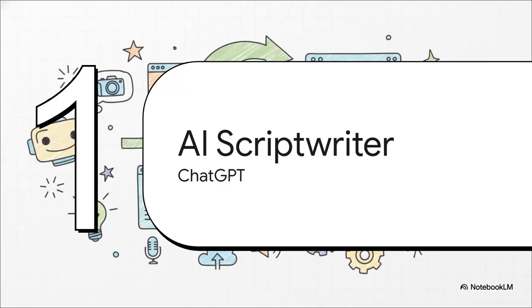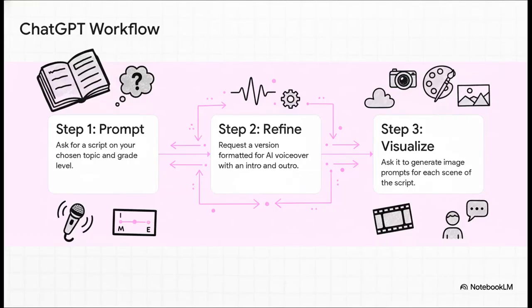Okay, so let's break it down, starting with the foundation of everything, your scriptwriter, ChatGPT. This is where it all begins, and we're not just talking about getting some words on a page. No, we're talking about building the entire blueprint for your video, visuals and all. The process here is ridiculously simple. First, you just ask for a script on whatever topic you want. Then you ask it to tweak it so it sounds good for a voiceover. But here's the absolute genius move. You then ask ChatGPT to write out the visual instructions, the image prompts for your animator for every single scene.